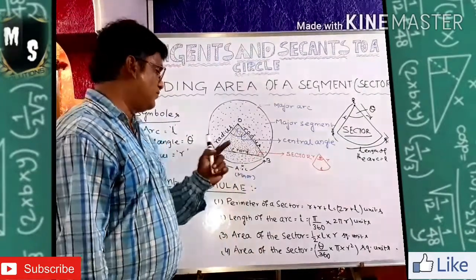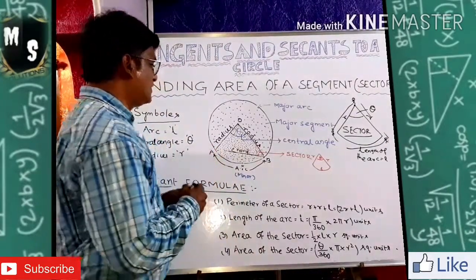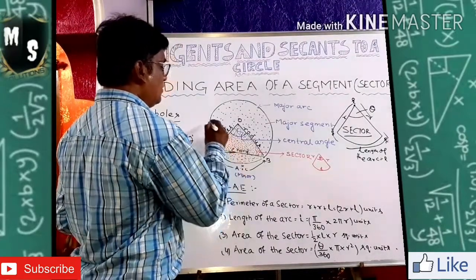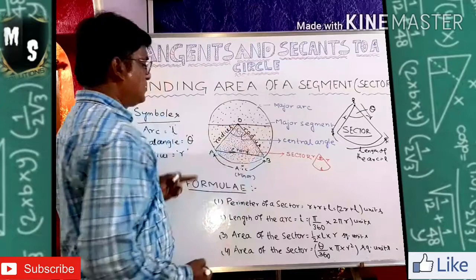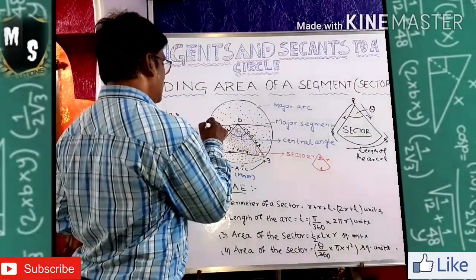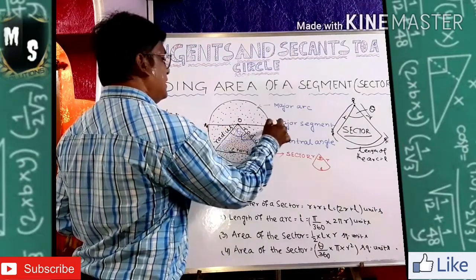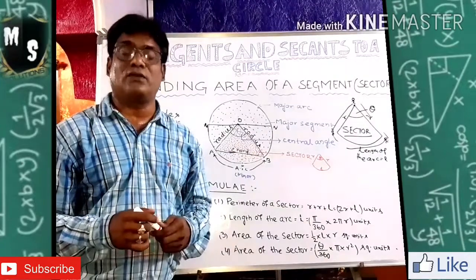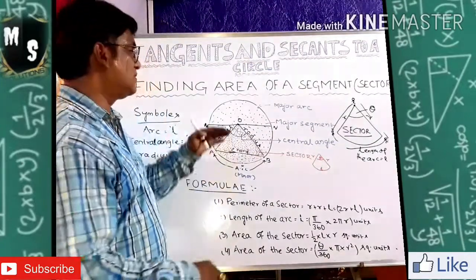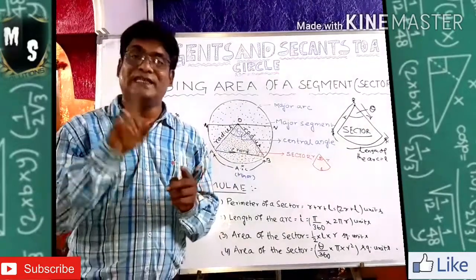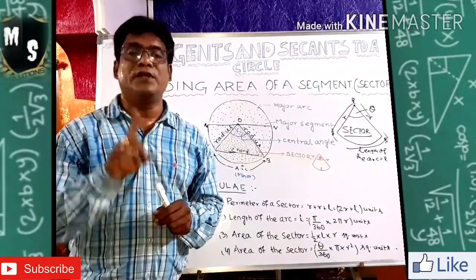Another point I want to say: this biggest chord which is passing through the center, see now, this is the chord, but if this chord passes here, this is the biggest chord. It passes through the center, touching two points, let them be M and N. So MN is called the diameter. The biggest chord is called the diameter, which divides the circle into two equal halves. Each half is called a semicircle.